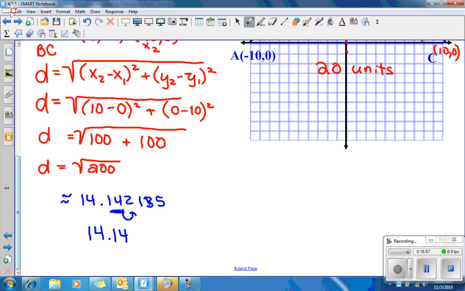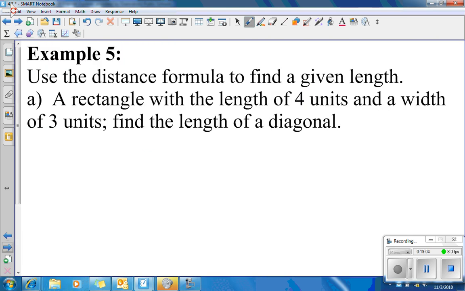Okay. Do you remember simplifying a radical? We did it earlier this year. If not, make sure you ask. All right, in example 5, the distance formula, use the distance formula to find the given length. A rectangle with a length of 4 units and a width of 3 units. Find the diagonal, the length of the diagonal.